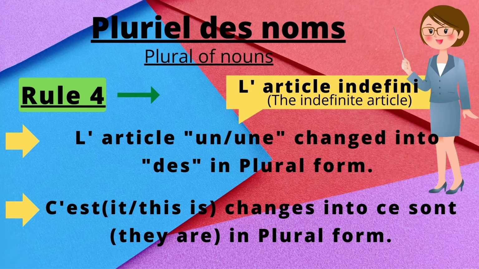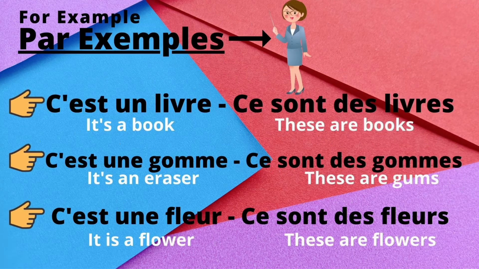Rule 4. The article un or une changes into des in plural form. C'est, this is, is changed into ce sont, they are, in plural form. For example, c'est un livre, ce sont des livres. C'est une gomme, it is an eraser. Ce sont des gommes, these are erasers. C'est une fleur, it is a flower. Ce sont des fleurs, these are flowers.